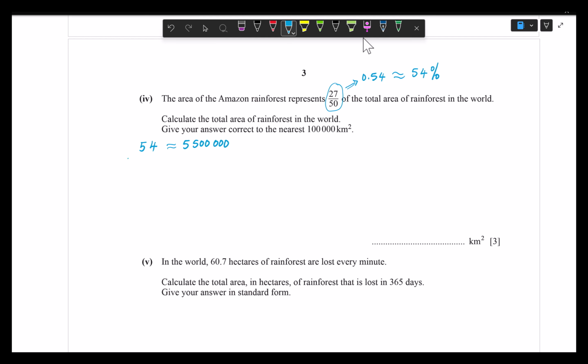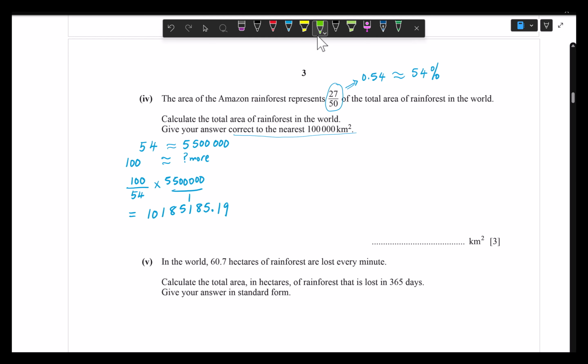And then we want to find what 100% is equivalent to, and that's definitely going to be a larger number. So we're going to say 100 over 54 times 5,500,000 all over 1. And if we punch this on our calculator, we get our answer as 10,185,185.19.